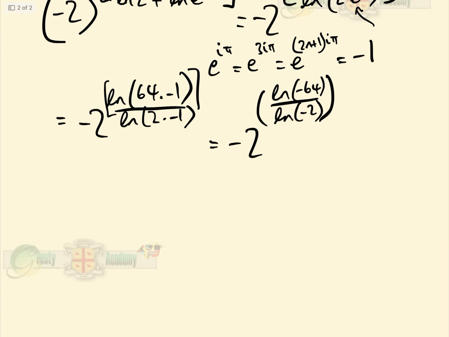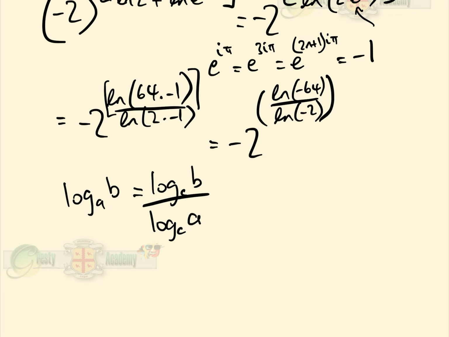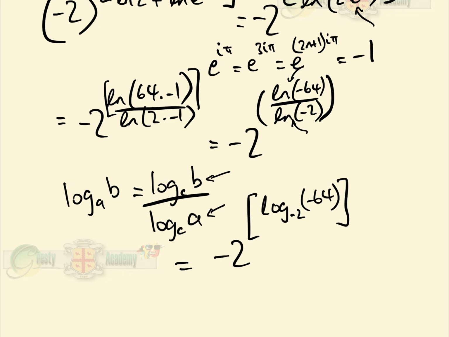Okay, so what we're going to do is use the change of log base. Using the change of log base rule, log to the base a of b is log to the base c of b over log to the base c of a. Well, here we have both log to the base c. Well, ln is log to the base e, and this is log to the base e. So basically, minus 64 is b and minus 2 is a. So we can rewrite this as minus 2 to the power of log to the base minus 2 of minus 64 using our change of base rules.